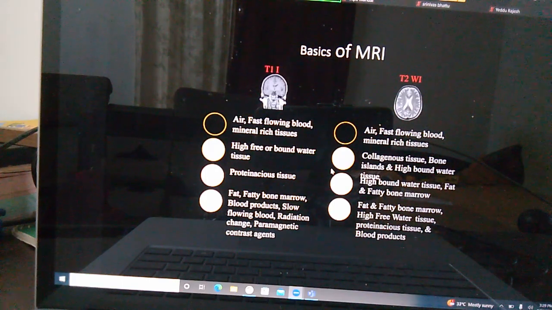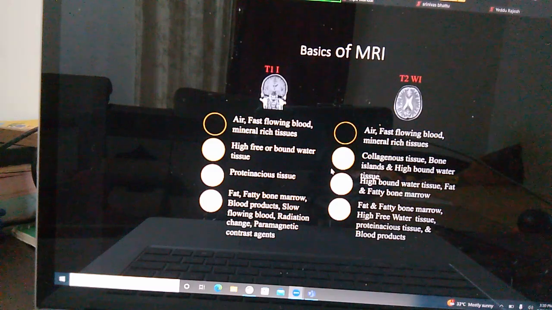So what's the difference, how do we recognize T1 and T2? T1 is known as anatomical. The T1 weighted images depict the normal anatomy of the body. But the only thing is, it cannot show the bone. MRI cannot show the bone, whether T1 or T2 weighted images. That is T1.